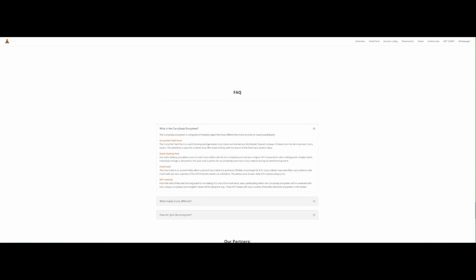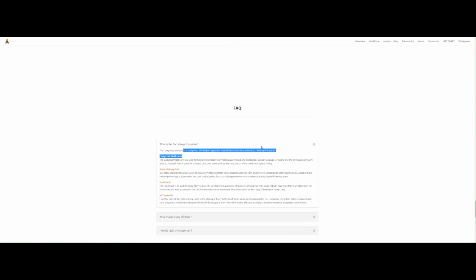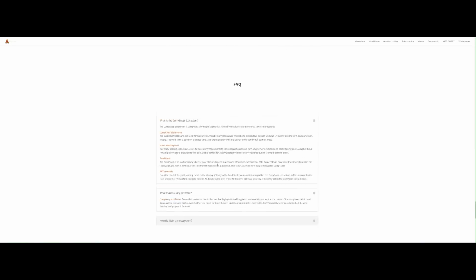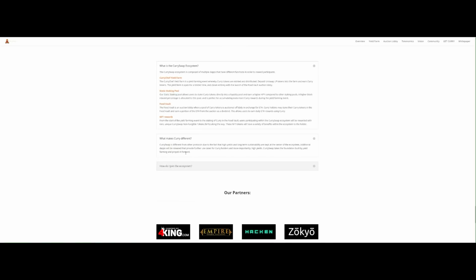Now talking about what actually is the CurrySwap ecosystem. We said it, guys. It's a couple different factors put together as one. And we talked about it, guys. The static staking pools, the food vaults, the NFT rewards. And you're probably wondering, there's so many of these, guys. What makes them different? Because, guys, CurrySwap is different from other protocols due to the fact that high yields and long-term sustainability are kept at the center of the ecosystem.